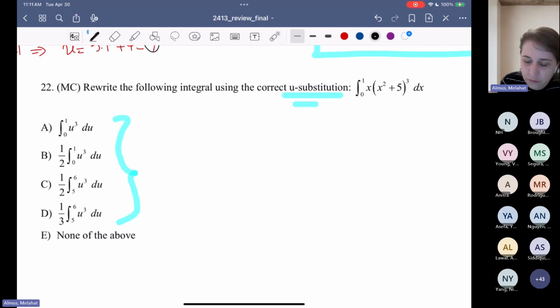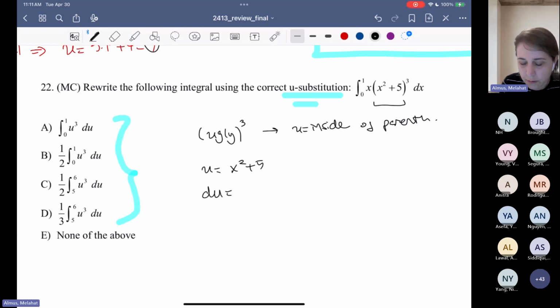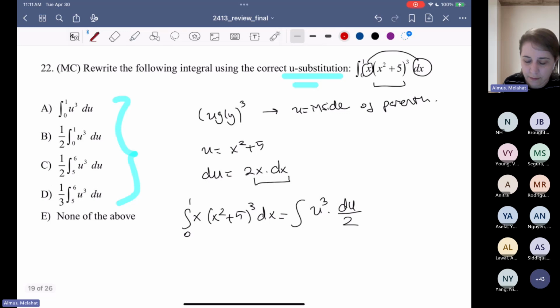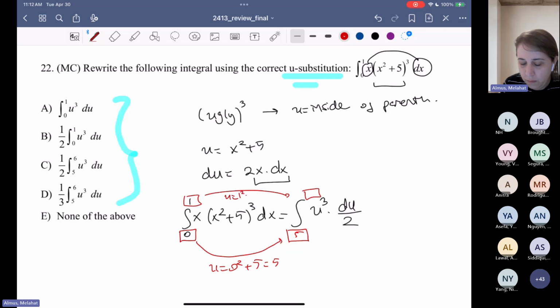Okay. First, seeing this ugly cubed, say U equals inside, right? The base, whatever you see, of parentheses. So I'm saying U equals x squared plus 5, du is 2x dx, but I only have x dx available. So 0 to 1, this guy is becoming U cubed du over 2. But then let's switch the limits, right? Because it's a definite one. 0 will give us what? U equals 0 plus 5, 5. And 1 will give us U equals 1 squared plus 5, 6.